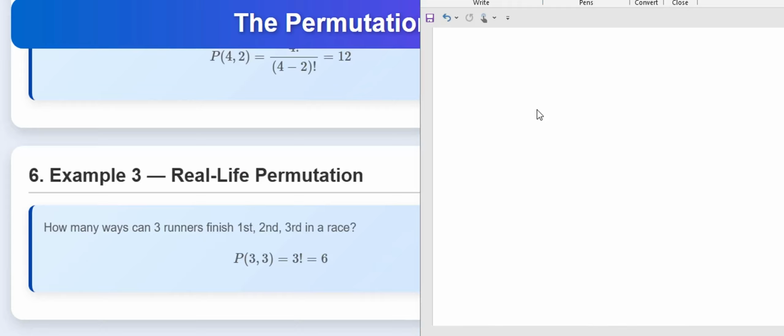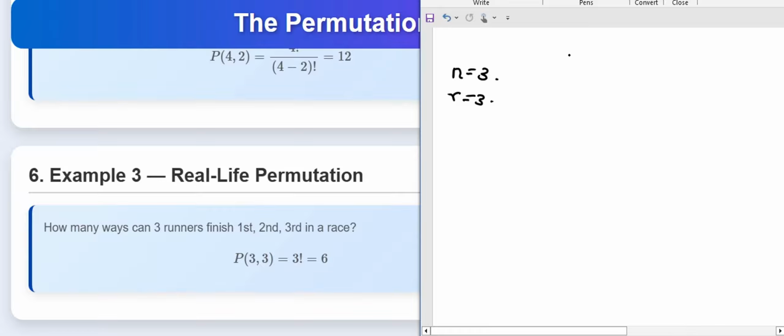Can we try the last example? It's a real life example where you are asked how many ways you can arrange 3 runners to finish first, second, and third in a race. The first thing you need to note here is you are given 3 runners, so of course n becomes 3. But you are also told to arrange all 3 of them in different ways such that they become first, second, and third. So r remains 3 too.